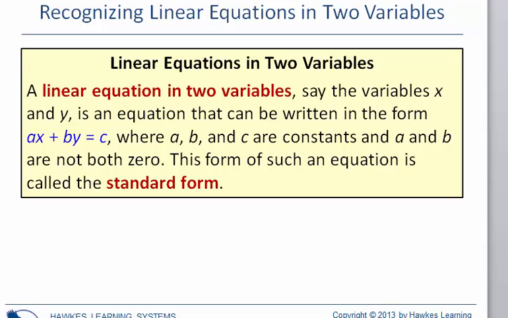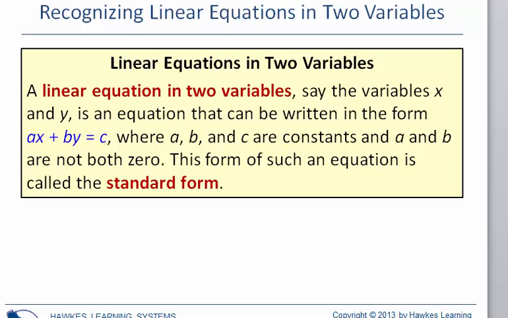A linear equation in two variables, say the variables x and y, is an equation that can be written in the form ax plus by is equal to c, where a, b, and c are constants, and a and b are not both 0. This form of such an equation is called the standard form.